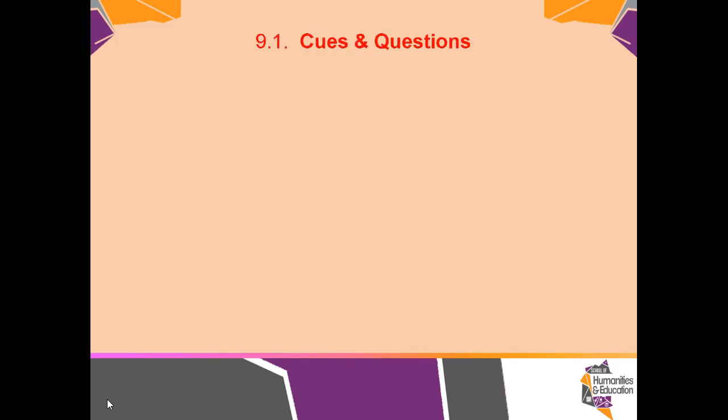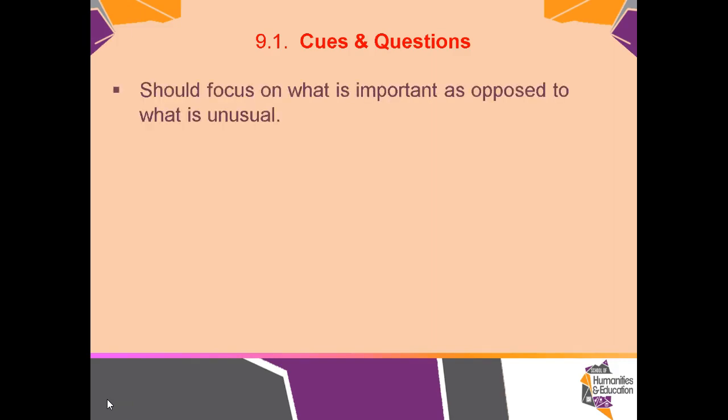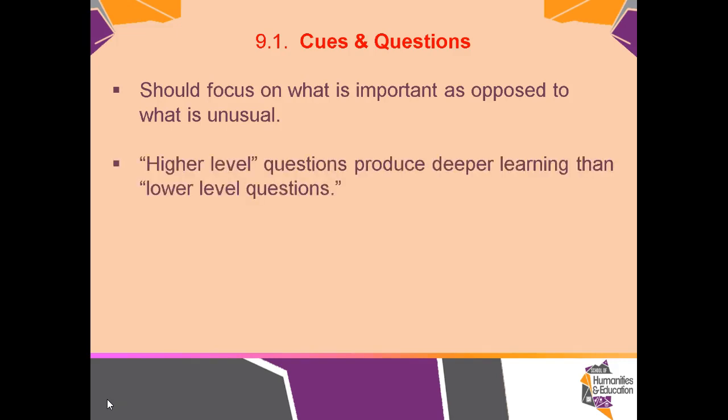Now we come to the last one here, cues and questions, and what we call advance organizers. This should focus on what is important as opposed to what is unusual. High-level questions produce deeper learning than lower-level questions. So when we ask questions, we need to ask questions that would not give us a yes or no answer, but frame your question in such a way that they have to go deeper to give answers to your questions. As you ask questions, there must be a wait time.